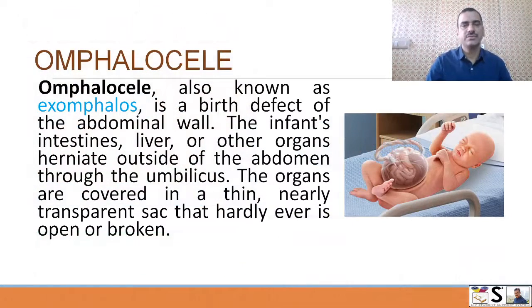Let us start. What is Omphalocele? Omphalocele, also known as exomphalus, is a birth defect of the abdominal wall. The infant's intestine, liver, or other abdominal organs herniate outside of the abdomen through the umbilicus. The organs are covered in a thin, nearly transparent sac that hardly ever is open or broken. So this is the sac, which is also known as the exomphalus sac.